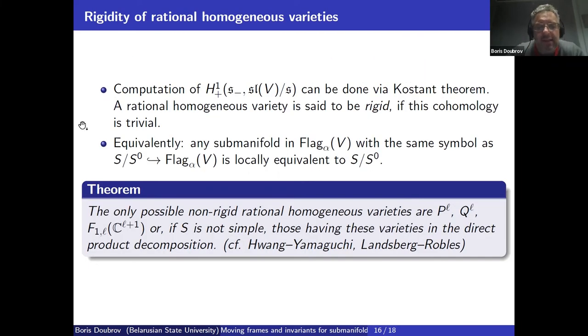I have to emphasize here that the theorem specifies only the type of S by zero, it doesn't specify V. And depending on the presentation of V, we might have different embeddings of these varieties. So PL can be embedded in multiple ways into other PN, for example, re-embedded several times as well. And this is the same for QL and this variety.